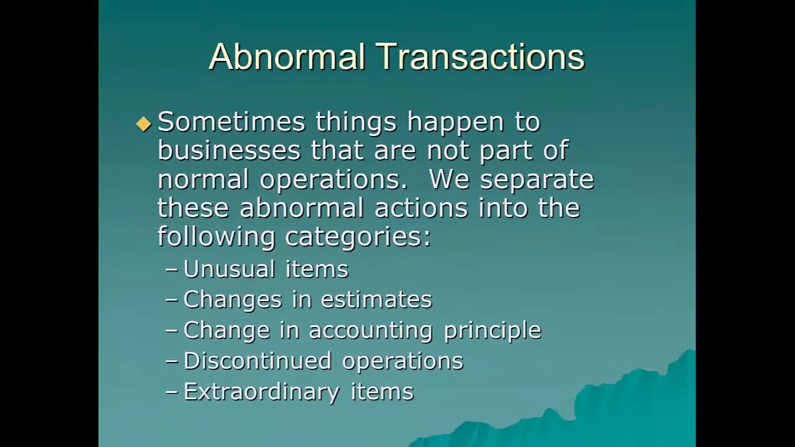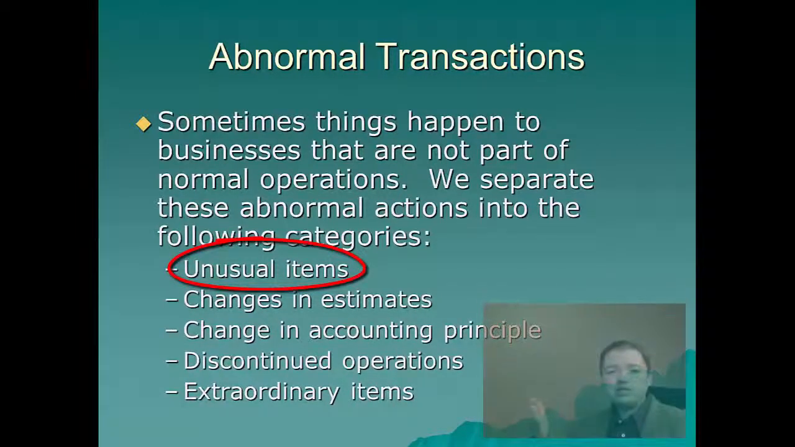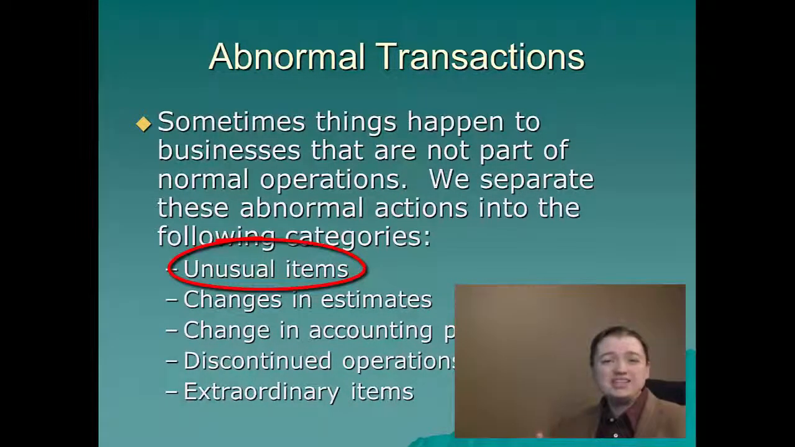Let's take a look. A lot of things happen in our business that are not part of normal operations. And remember that really what we want to show in an income statement primarily is the day-to-day operations of our business. So when abnormal things happen, we have to decide, well, what are we going to do with these? They're not really part of our operations. Some of them, like unusual items, we just put in a separate segment.